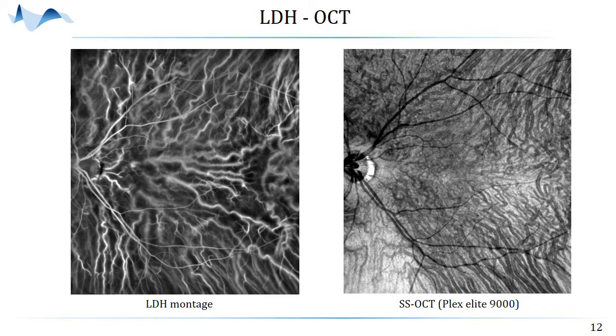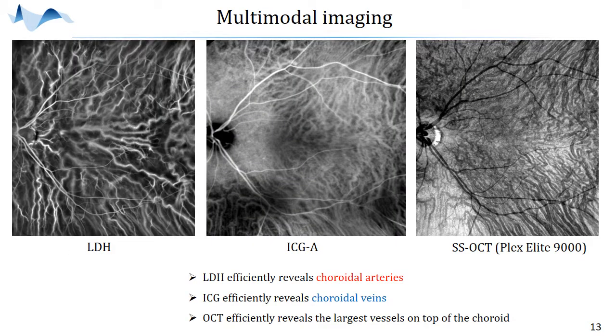So to summarize what we saw with these three imaging modalities, with LDH we found that it efficiently reveals choroidal arteries, ICG we found efficiently reveals choroidal veins, and OCT, as it reveals the largest vessels that are on top of the choroid, it's mostly the veins actually. But this is not the end of it.